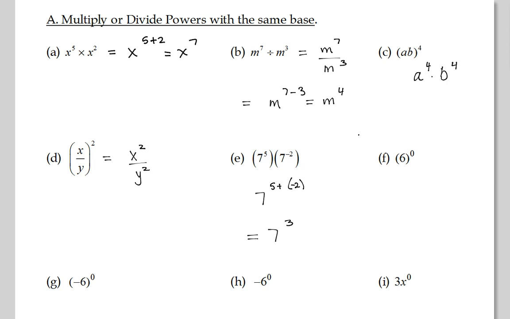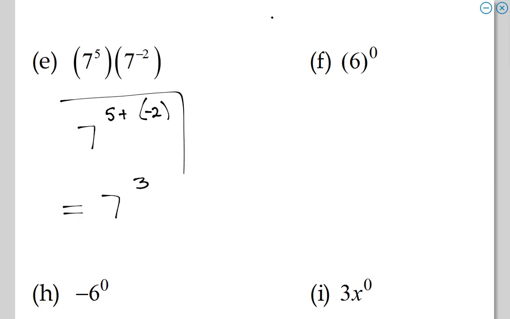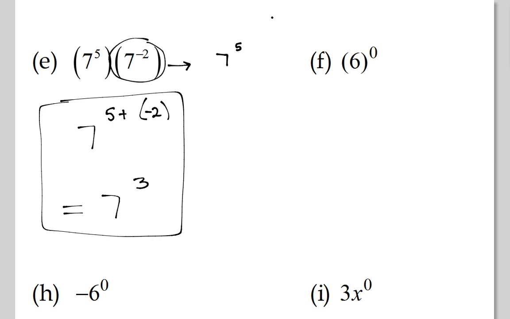Now, just another way that you can look at this is if you think about what we talked about on the previous slide, if you have a negative power, like 7 to the minus 2, you can write it as a positive power in the denominator. And then now you can see it's just 7 to the 5 minus 2, 7 to the 3. You can see it's the exact same thing. So hopefully you start to understand what that negative power means.